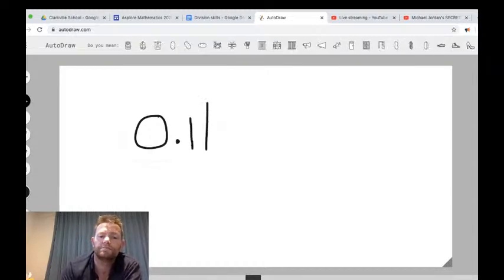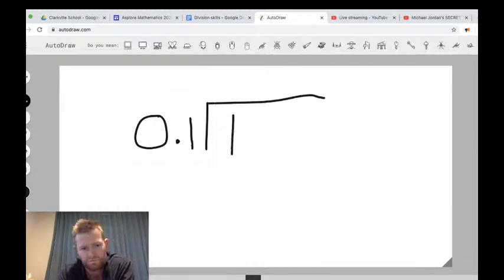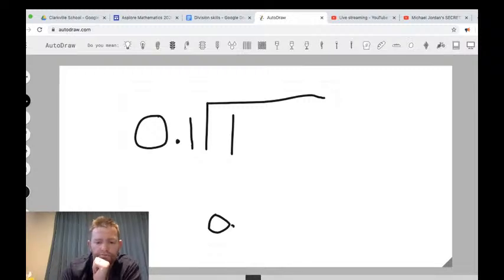Point one into 1. Now the foundation of this system, this way of working it, is that if I change this one, I can change this one by the same amount. So as you know, point one, man, the decimal points are quite hard to do on this program. I might have to look at a different program.